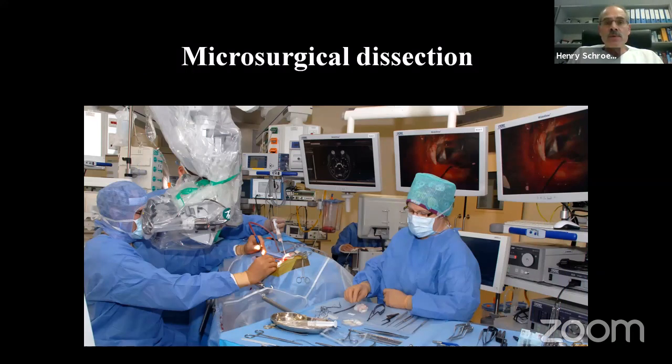This is our setup. We always start with a microscope. Some people ask, why don't you use the endoscope from the beginning? But in the beginning, there's no space. So the arachnoid dissection is much easier with a microscope. Then, as the arachnoid falls down after release of CSF, you can use the endoscope very nicely.